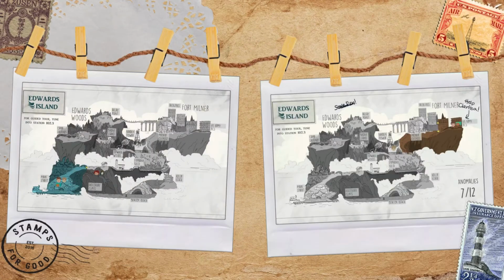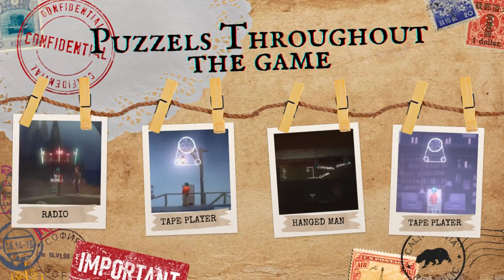Here are more examples of the Edwards Island map. There are multiple puzzles throughout the game that the player will thoroughly enjoy solving. The puzzles include the radio, the tape player, and the hangman.